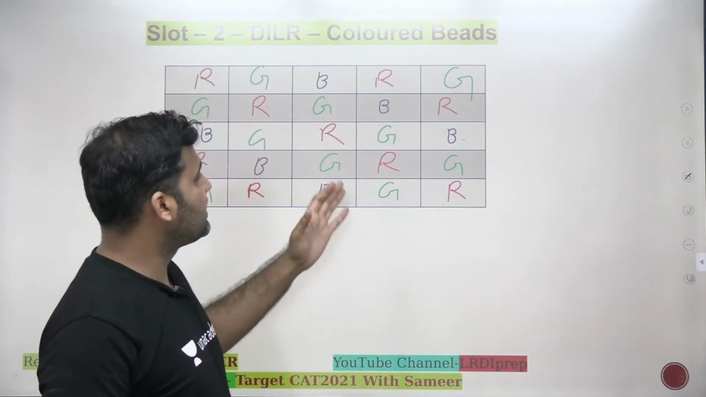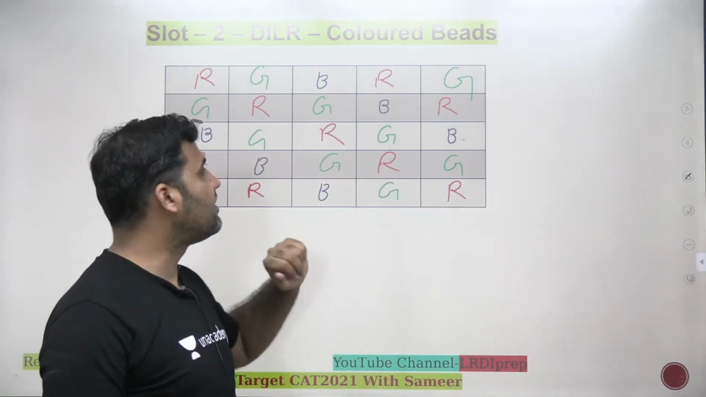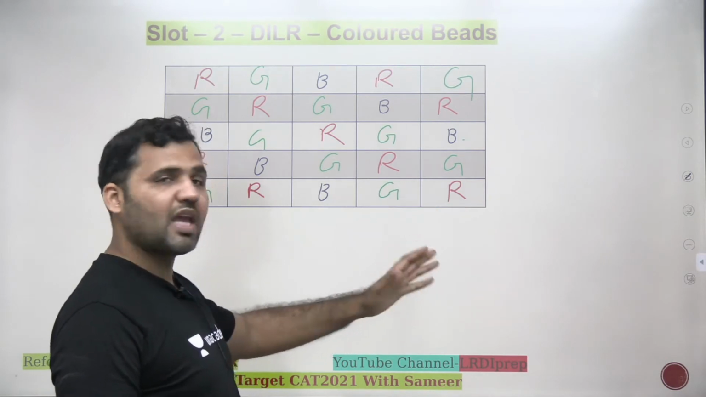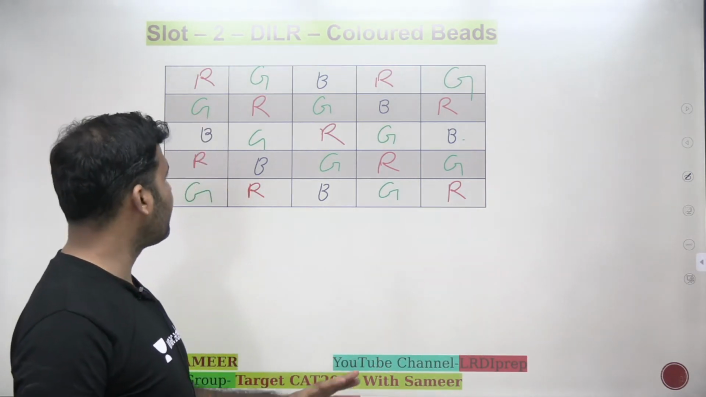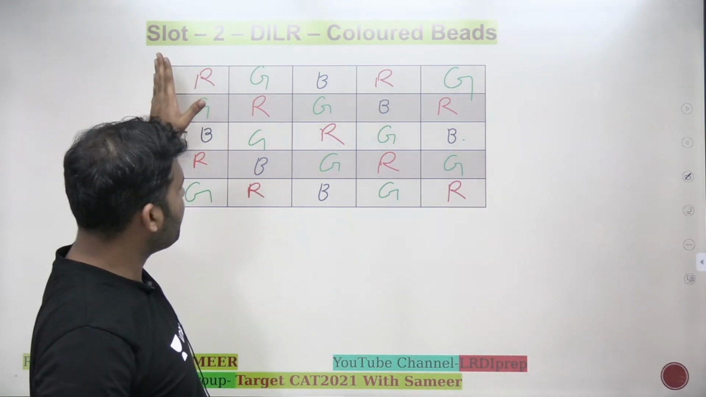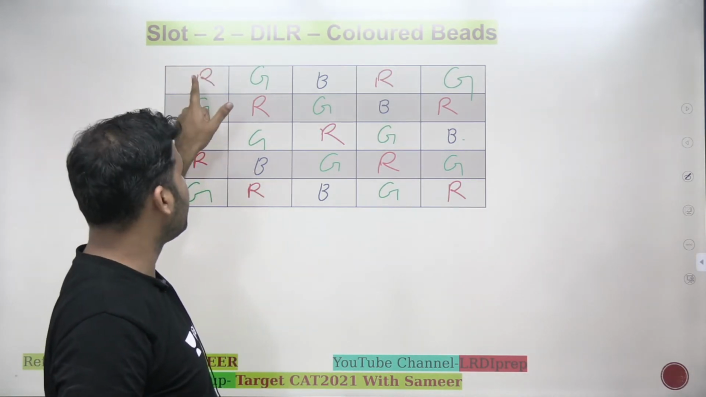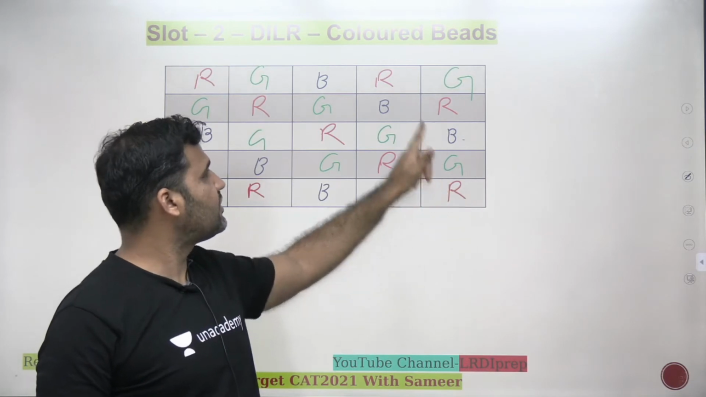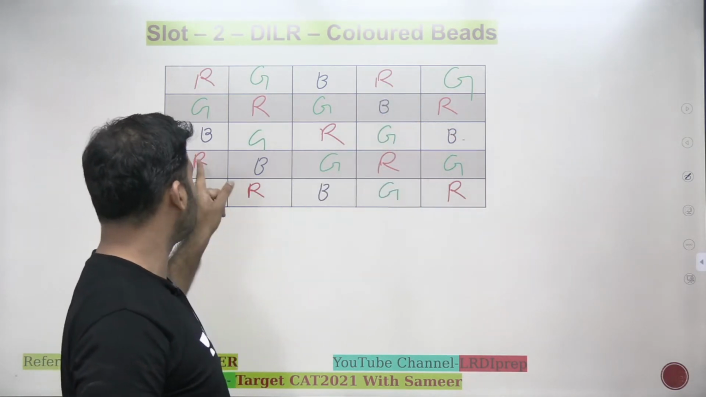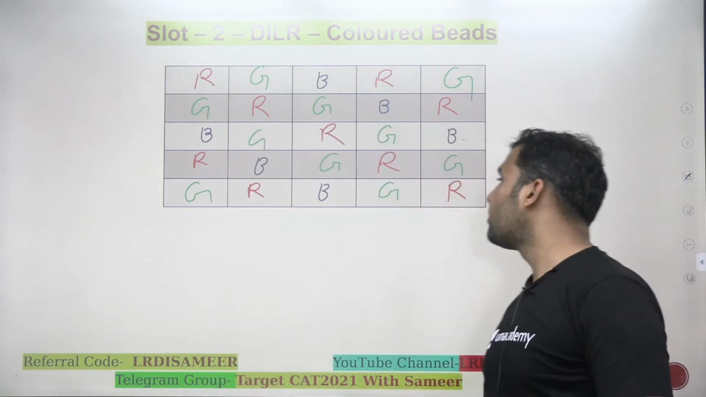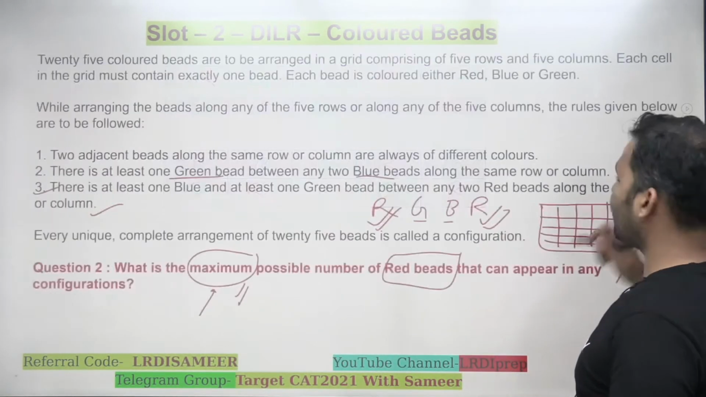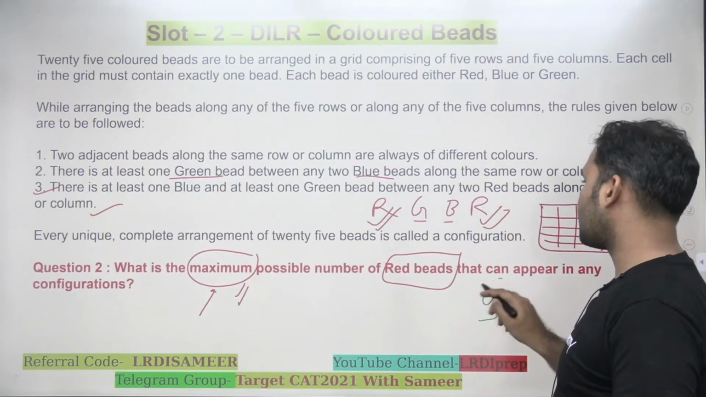I have already told you this is exactly in the pattern of the CAT 2017 matrix based set, which we have already covered. The video solution of that is also given on LRDI prep. So you see, what is the maximum number of times you have used red? Let's count it. 5 times on the diagonal, 2 times here, 7, and 2 times here, 9. 9 is the maximum number of cells where you can place the red bead. So 9 is the answer to the question.